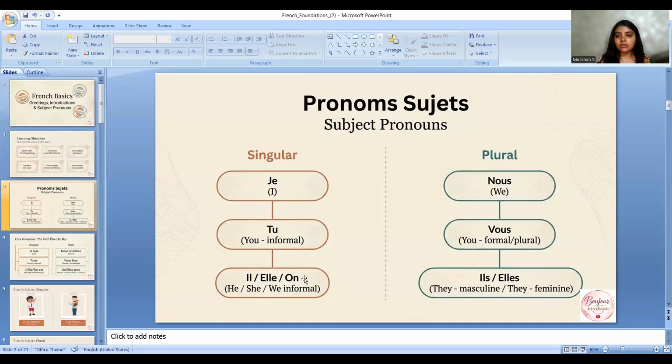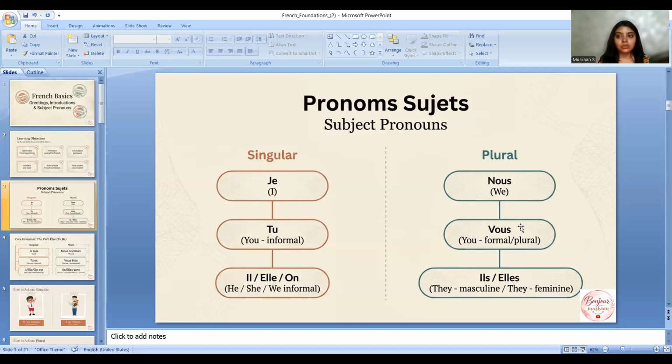Now let's look at the plural ones. So first is nous. Nous means we. Okay. So nous is we, then vous. Vous is you. It is now the formal way of saying it. Like in Hindi, we say aap, right? So it is an equivalent of that. You can remember by that: in the informal way it is tu and in the formal way it is vous.